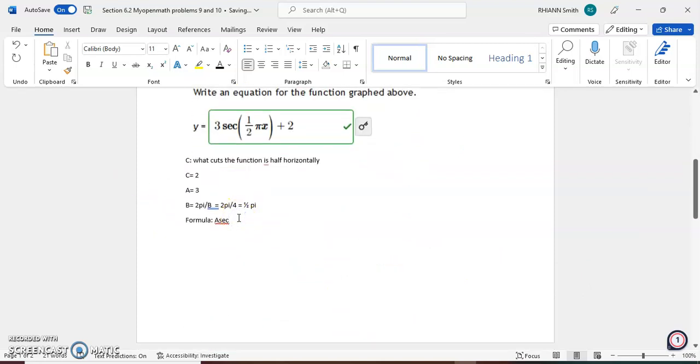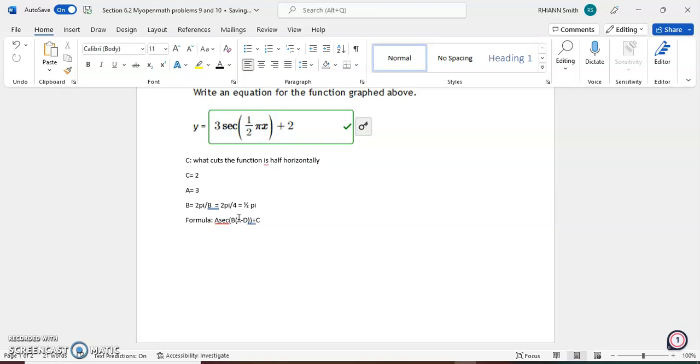So we are going to use secant, and the rest of it is going to basically be the same as we did in previous problems, and then plus your midline.